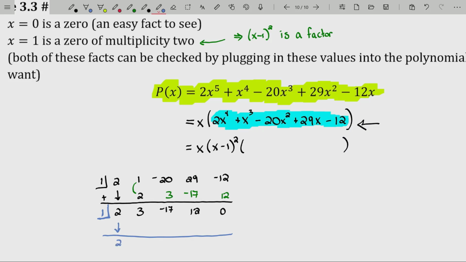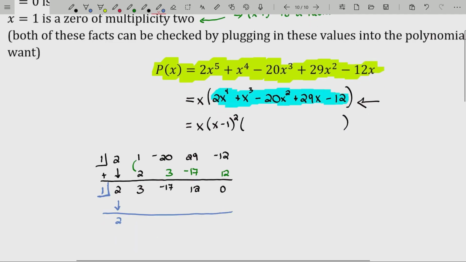I'll bring down that 2. 2 times 1, well, that's 2. Plus 3 is 5. 2 times 5 is 5. Negative 17 plus 5 is a negative 12. Hold on. Let me say that again because I think I said something wrong there. Bring down the 2, it's 2. 1 times 2 is 2. 2 plus 3 is 5. 1 times 5 is 5. Negative 17 plus 5 is a negative 12. 1 times negative 12 is negative 12. And guess what? No remainder.